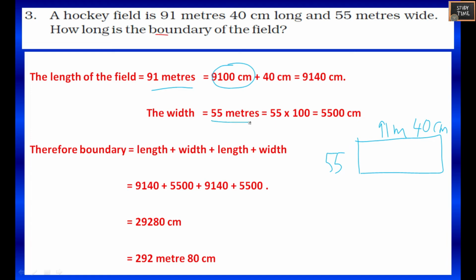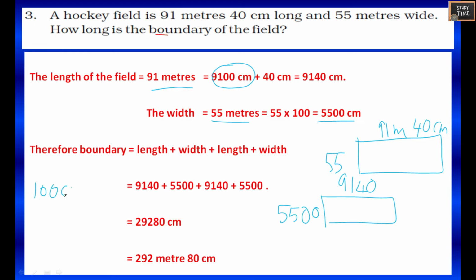The width is 55 meters. So 55 into 100 is 5500 centimeter. So to find the boundary, you have to add all the sides. So here it is 9140. Here it is 5500. So you have to add length plus width plus length plus width. So the answer is 29,280 centimeter.